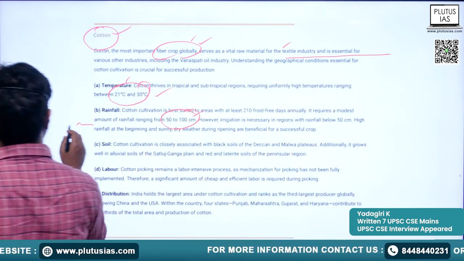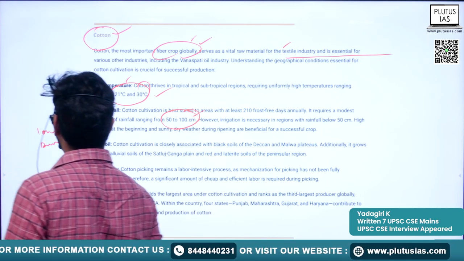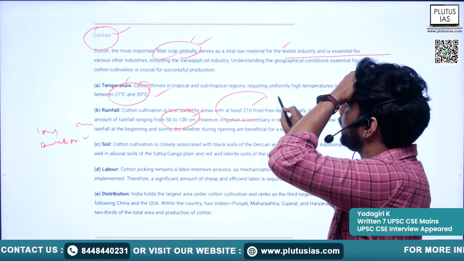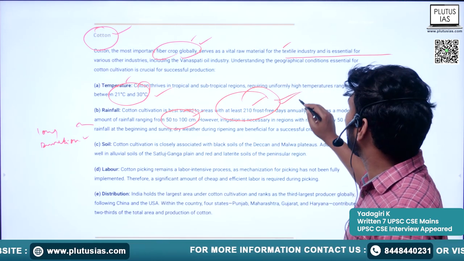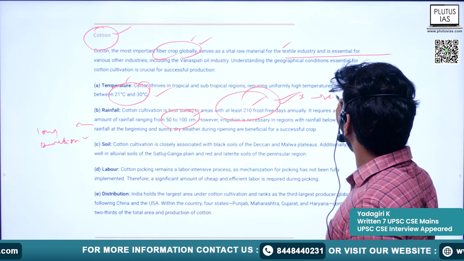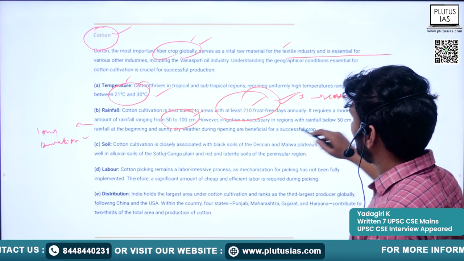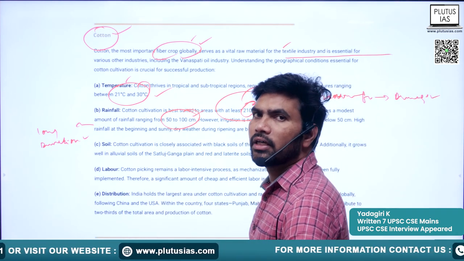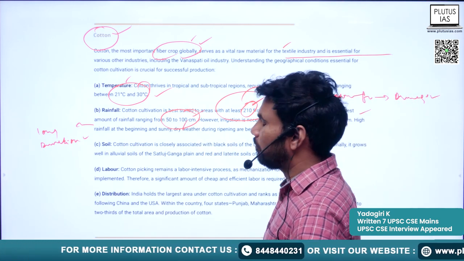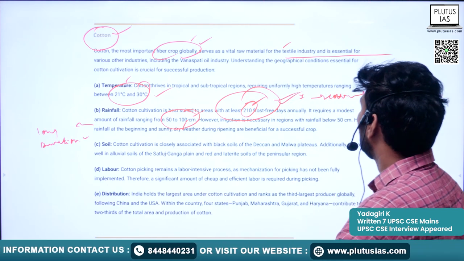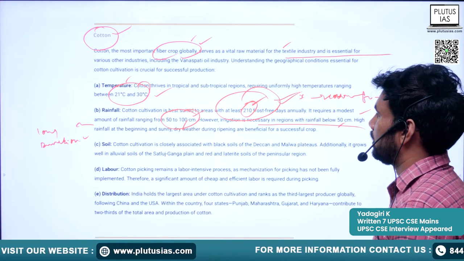Cotton is a long duration crop, so it requires at least 210 frost free days annually, right? This is important. If frost is there, what happens? The cotton boll, or cotton fiber, will be damaged. Because of this reason, it requires at least 210 frost free days annually. It also requires a moderate range of rainfall, between 50 to 100 centimeters. However, irrigation is necessary in regions with rainfall below 50 centimeters. Right.